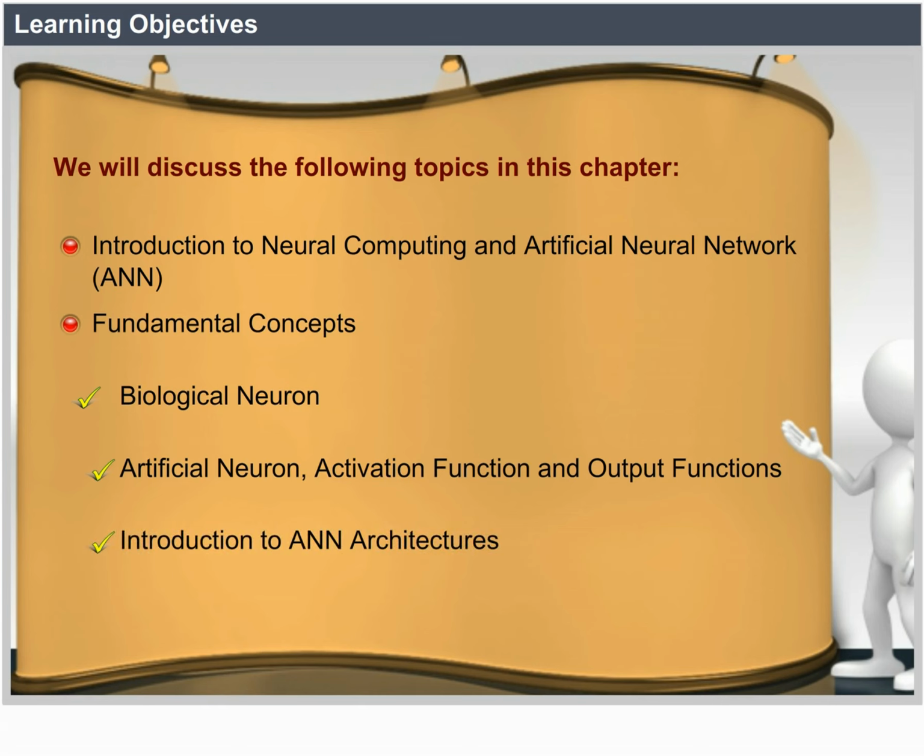Introduction to neural computing and artificial neural network. Neural computing. Neural computing is an information processing paradigm inspired by a biological system, composed of a large number of highly interconnected processing elements, neurons, working in unison to resolve specific problems. Neural network. A neural net is an artificial representation of the human brain that tries to simulate its learning process. An artificial neural network is often called a neural network or simply neural net.